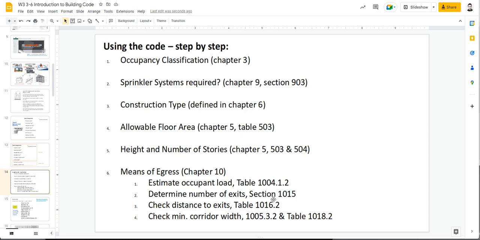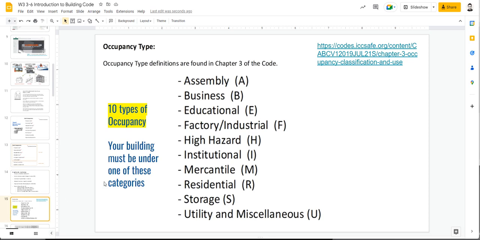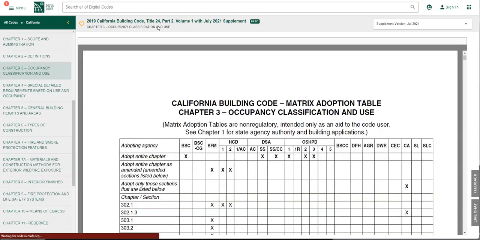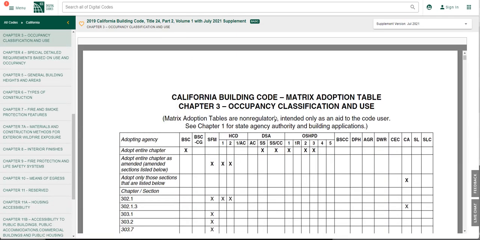The distances, and so let's go through them. And let's talk about classifications first, or what we call occupancy. Okay, so there are 10 types of occupancy in the building code. And if you click on this one, I think I provided a link to that one. And occupancy is in chapter 3.